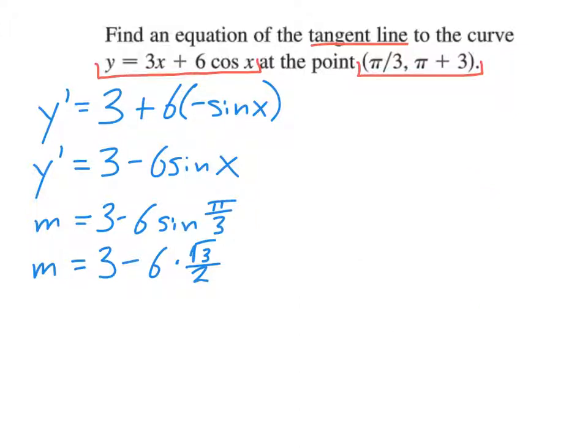All right, now that we figured out what the sine of pi over 3 was, now we need to simplify this thing. So m equals 3 minus 6 times root 3 over 2. That's like the 6 divided by 2 there, so that's 3. So it's going to be 3 root 3.